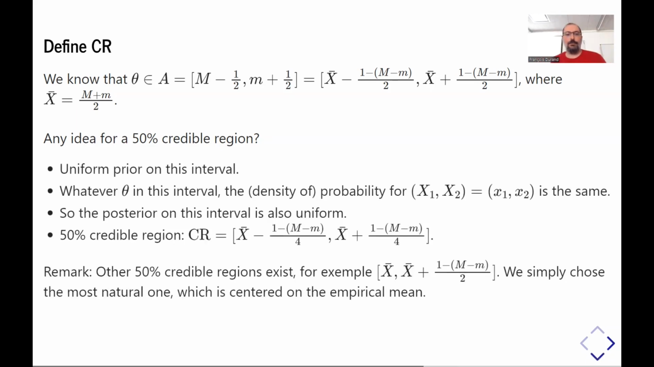Yes, exactly. The most natural choice is to take an interval that is centered on the mean and that has half the length of the original interval. But as Fabien mentioned, you can actually take any interval that is contained in A and that is half as large, because it will capture half of the probability.